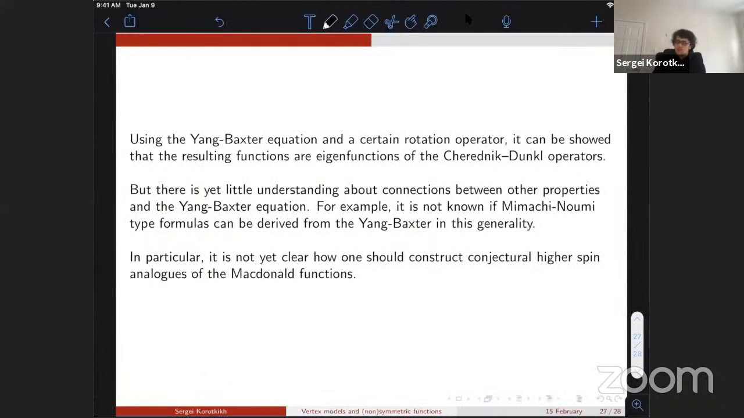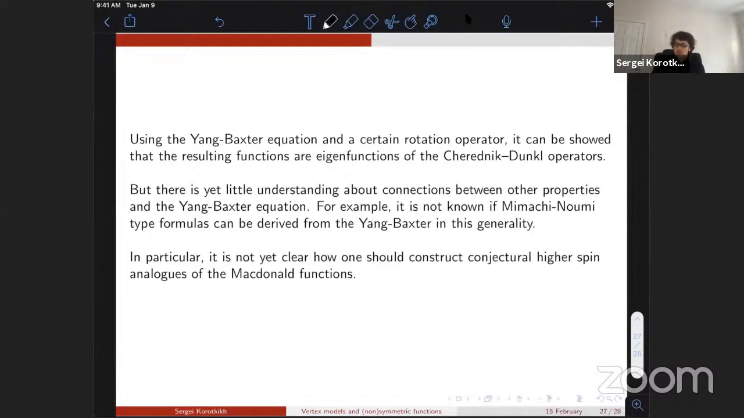But using the Yang-Baxter equation, the only thing we can prove is the fact that the resulting non-symmetric functions will be eigenfunctions of so-called Cherednik-Dunkl operators. But after this, our understanding of what to do with these functions becomes much poorer, because we can't repeat the same doubling argument with a dual vertex model because of these cyclic boundary conditions. And basically, we don't know how to, for example, prove Mimachi-Noumi identities for these general Macdonald functions using partial identity.